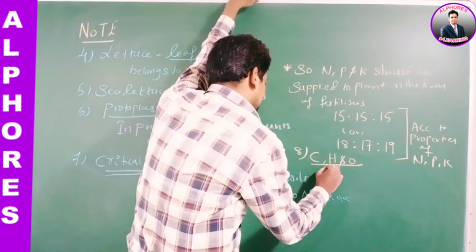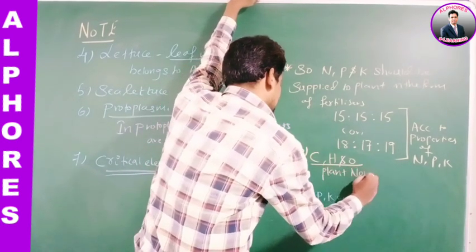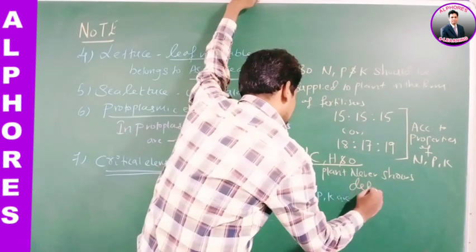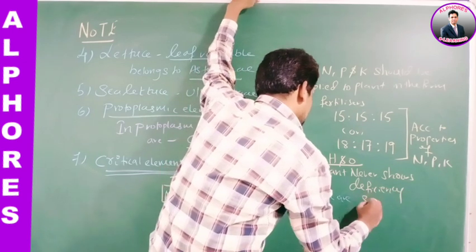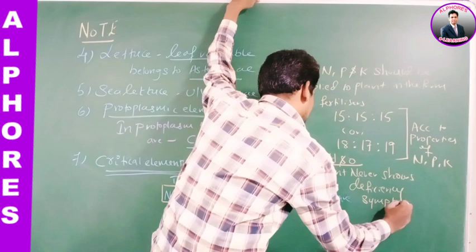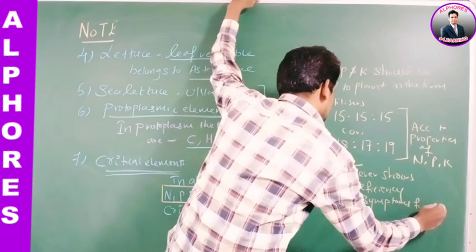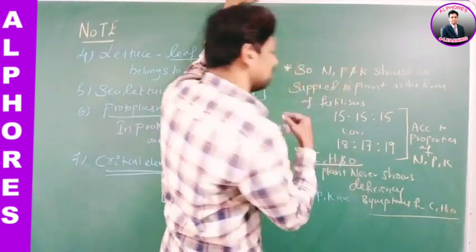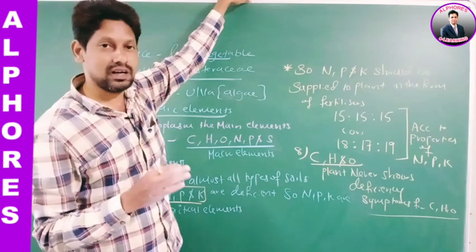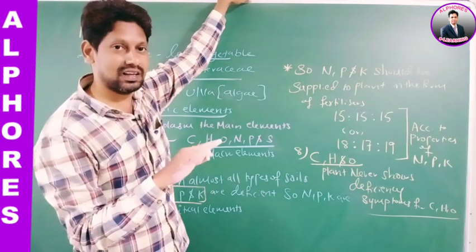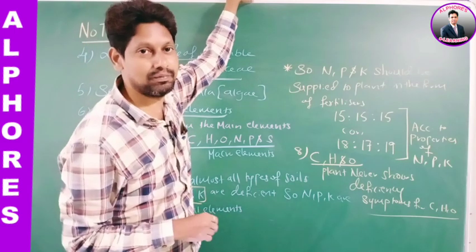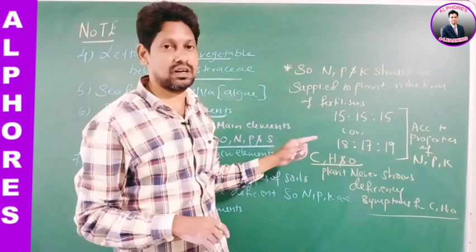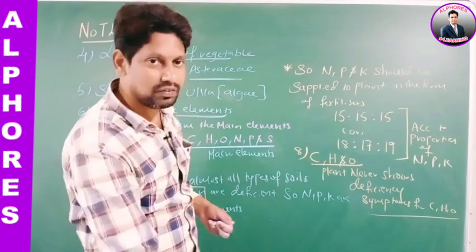Plant never shows deficiency symptoms for carbon, hydrogen and oxygen. Why is the plant not showing deficiency symptoms of carbon, hydrogen and oxygen? Because in a plant, these 3 elements are never deficient. They won't be deficient at any time. So a plant never shows deficiency symptoms for carbon, hydrogen and oxygen. Right? Go for the last statement.